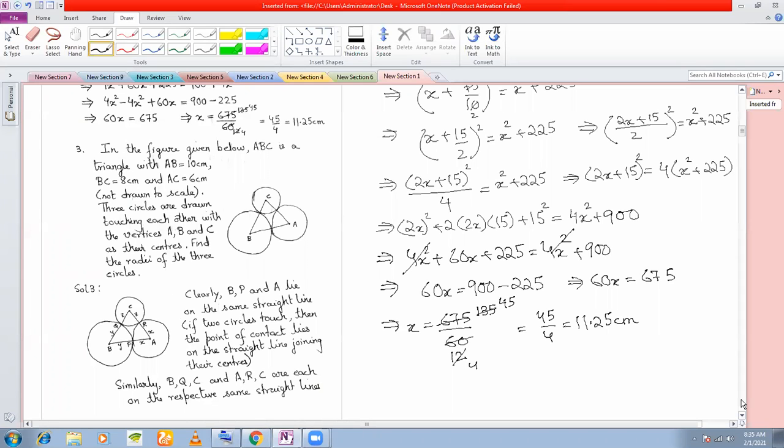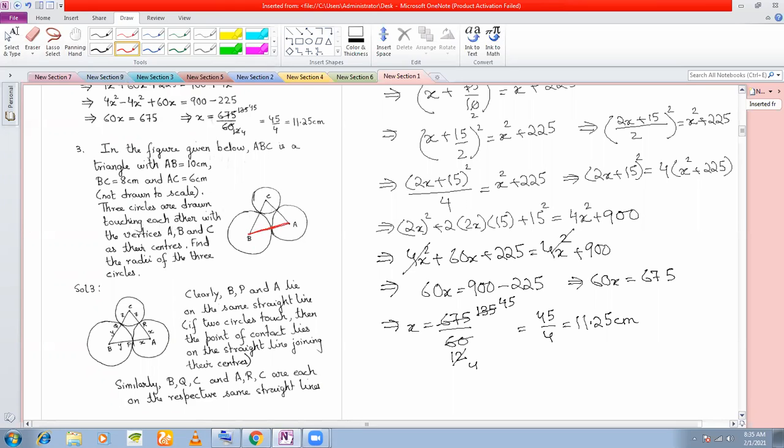Now you have 3 circles that touch each other, and there are 3 centers of the circles, A, B, and C. In this, the length of AB is given to you. I'll draw the diagram tomorrow, but for the time being, refer to this diagram. This length AB is given to you.